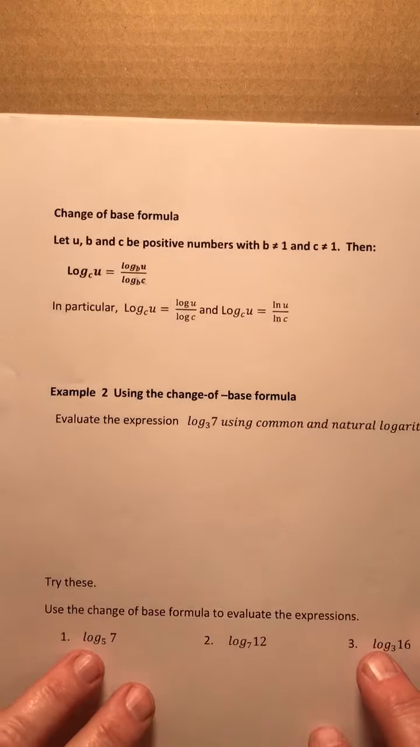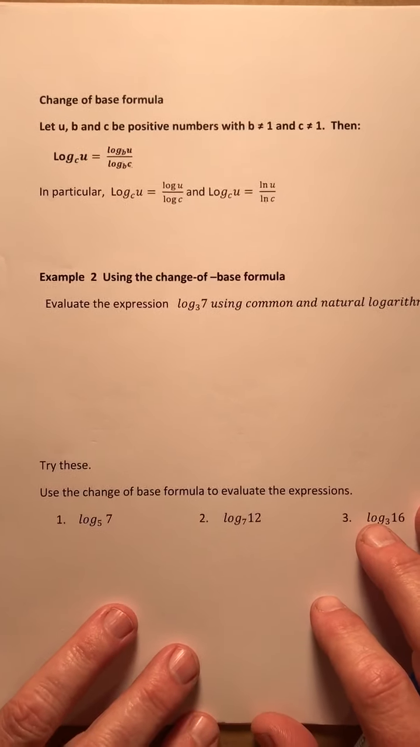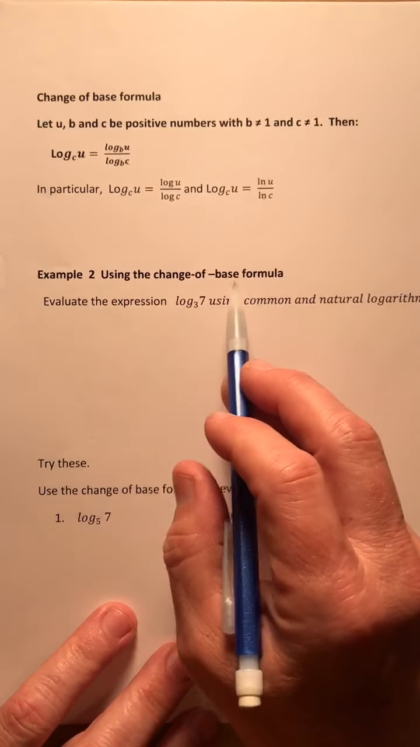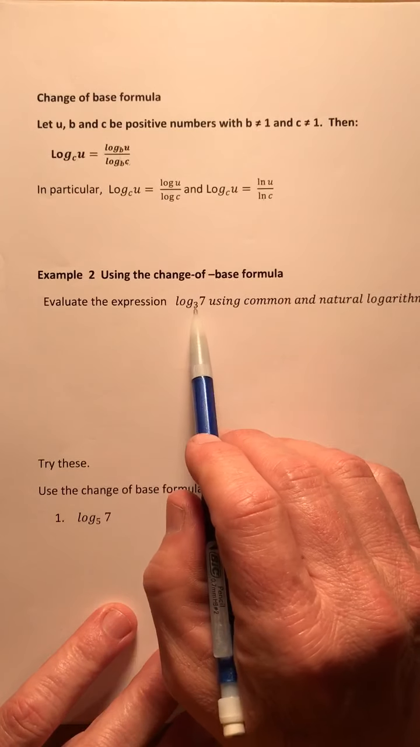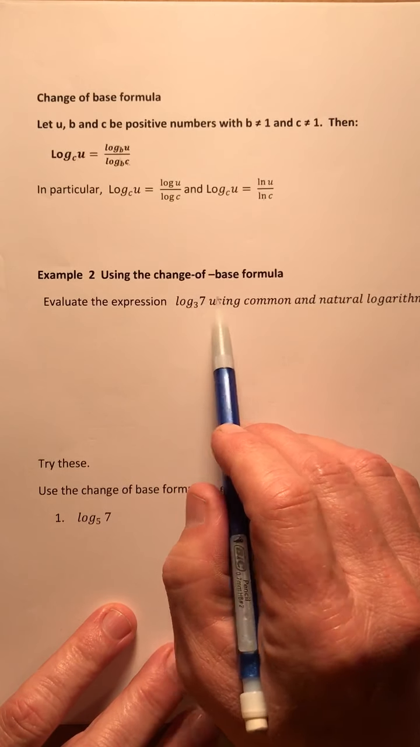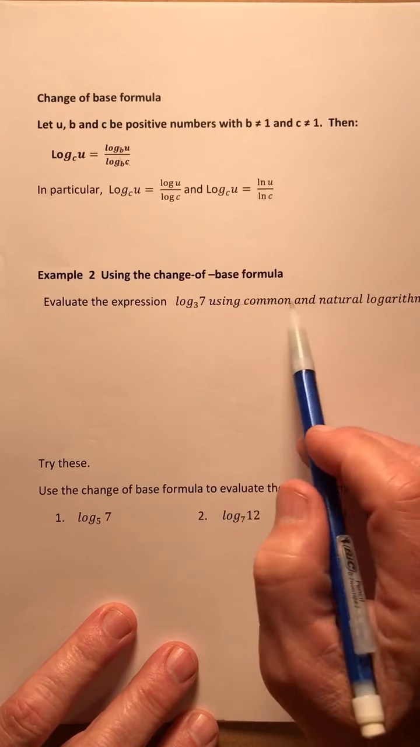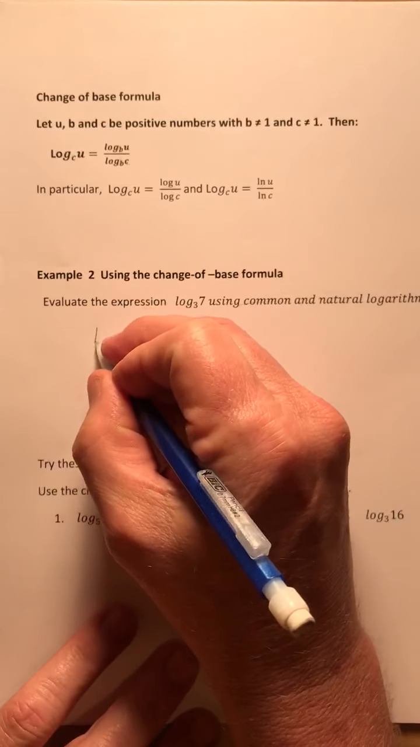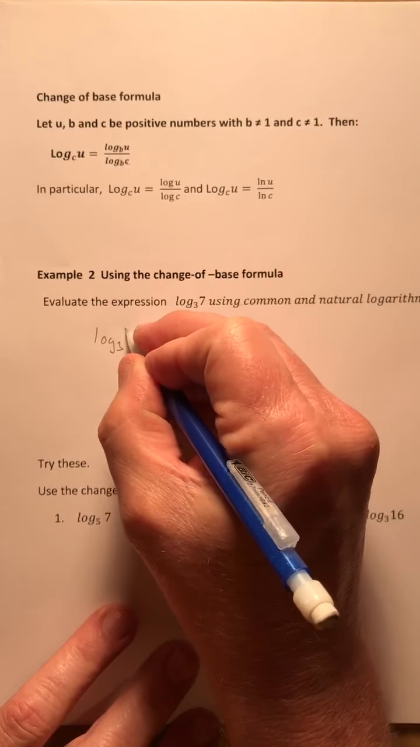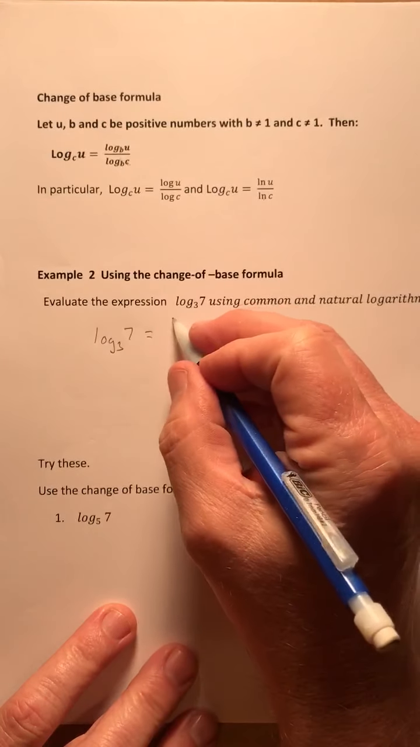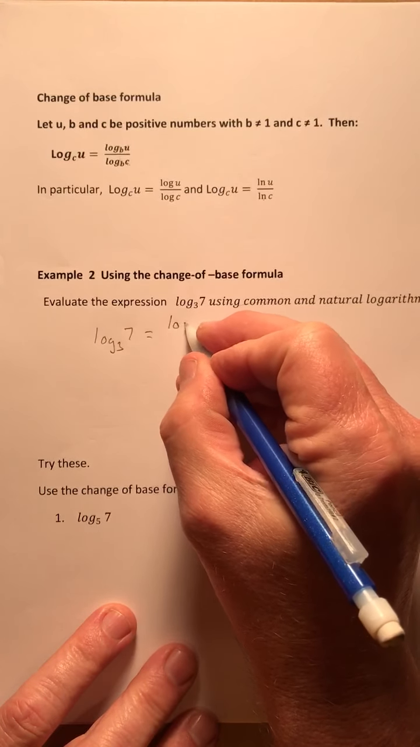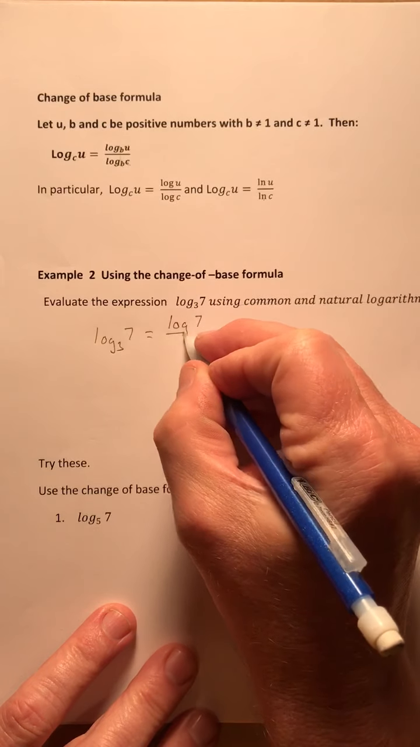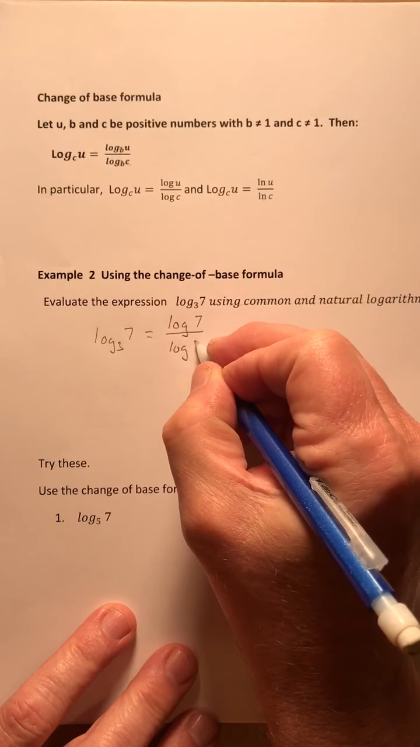All right, so now what I mean by that is if we look at example 2. Example 2, we're going to evaluate the expression log base 3 of 7. We're going to use both the common and the natural log. So what we can do is this. We can do log base 3 of 7 equals, and we'll use the log button, so log 7 divided by log 3.